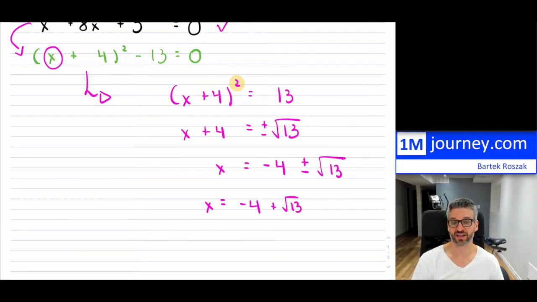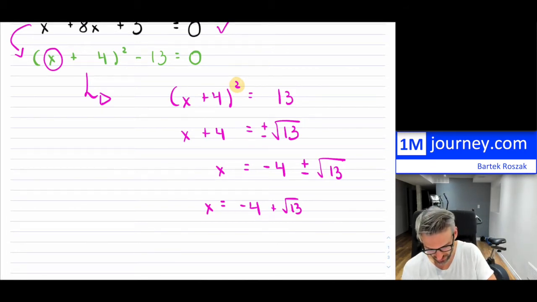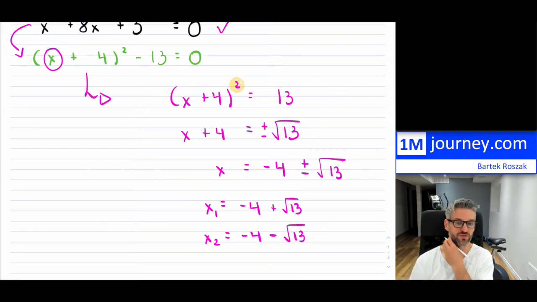Notice that because of the square root, it's an irrational number, and that's why factoring wouldn't have worked, because we're used to factoring with integers. Let's call this x1, the first answer, and x2 the second answer, which is negative 4 minus the square root of 13. You can keep these two answers as decimals if you want. You can take the square root of 13 and round if you're in school, but I'll just keep it like this. So that is the process we want to follow.